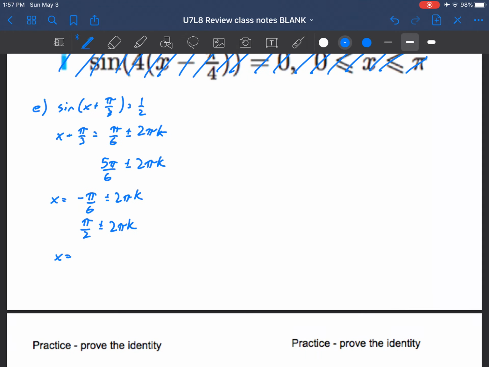So let's see, we get negative pi over 6 for sure, minus 2 pi is negative 13 pi over 6, which works. If I subtract 2 pi again, no, not going to work. But I can add. So plus 2 pi, that's going to be 11 pi over 6. And if I add again, too large. So 3 answers here from this general solution.